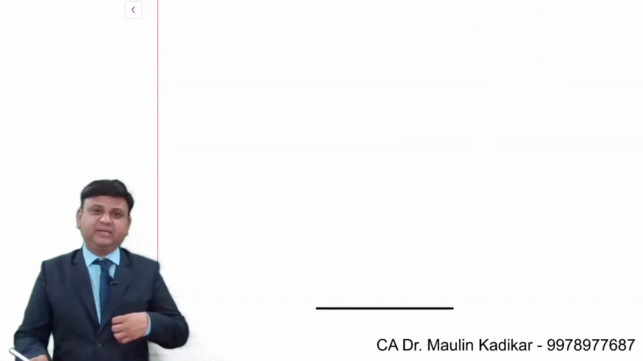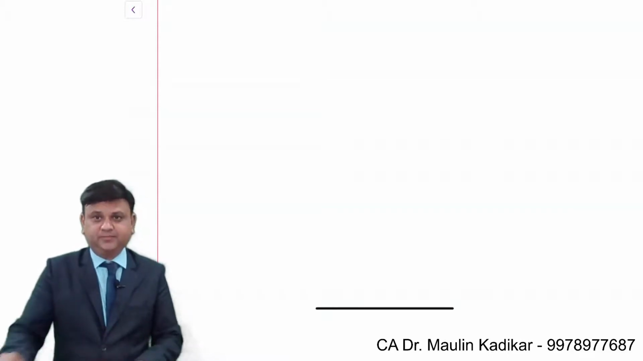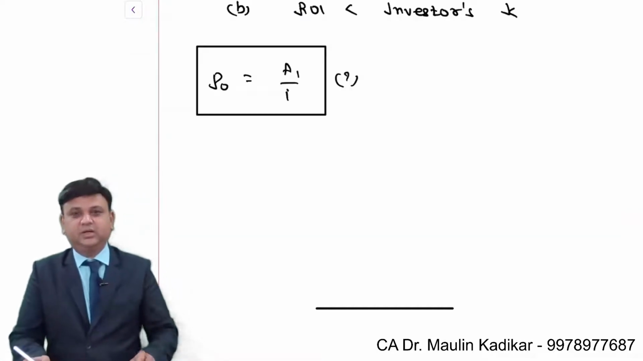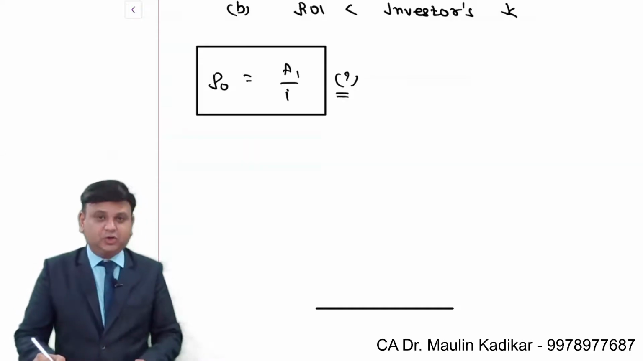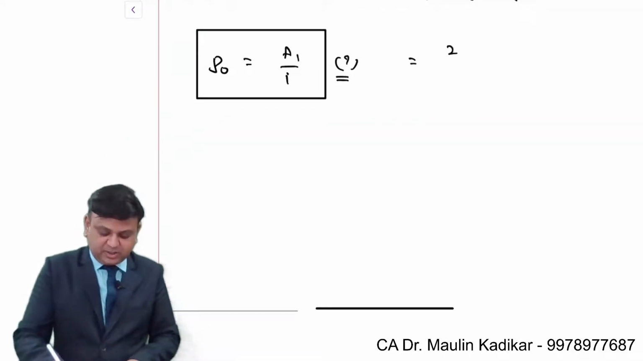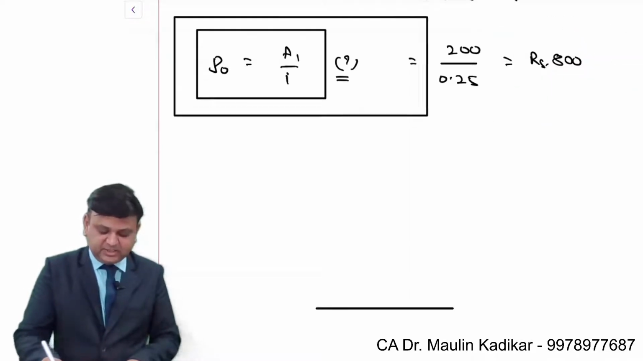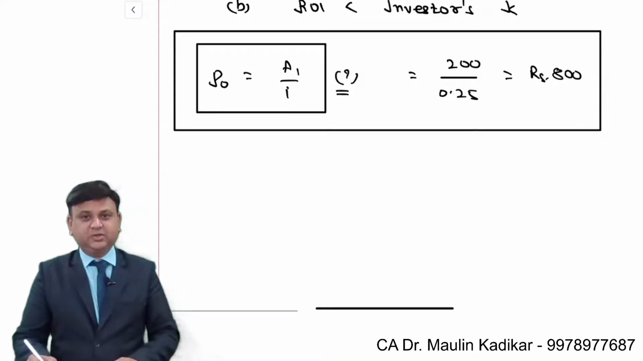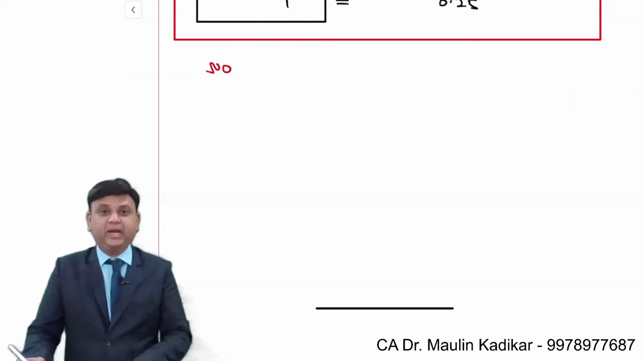Just on the side, I repeat a query from a student: sir, can we apply a formula like this, P0 is equal to A1 divided by I? Because in that case it is 200 divided by 25% and the answer comes to rupees 800. So sir, can we calculate the answer by using this method? The answer to this question is no, we cannot. Why? I will explain that to you.